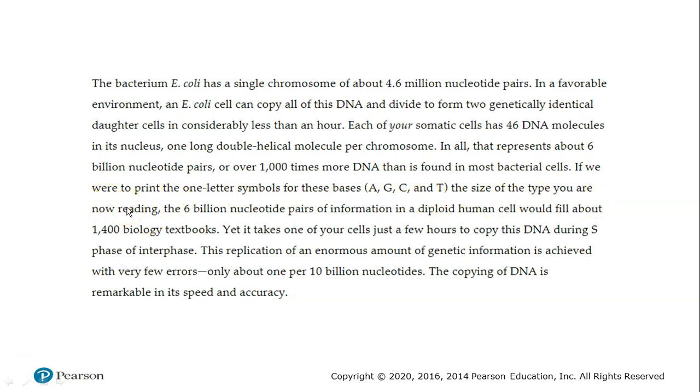If we were to print the one-letter symbols for these bases, the size of the type you are now reading, the 6 billion nucleotide pairs of information a diploid cell has would fill about 1,400 biology textbooks. Yet it takes one of your cells just a few hours to copy this DNA during S phase, maybe up to 8. This replication of an enormous amount of genetic information is achieved with very few errors, only 1 per 10 billion nucleotides. The copy of DNA is remarkable.